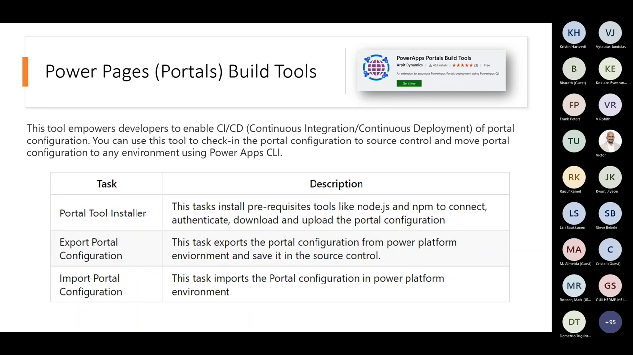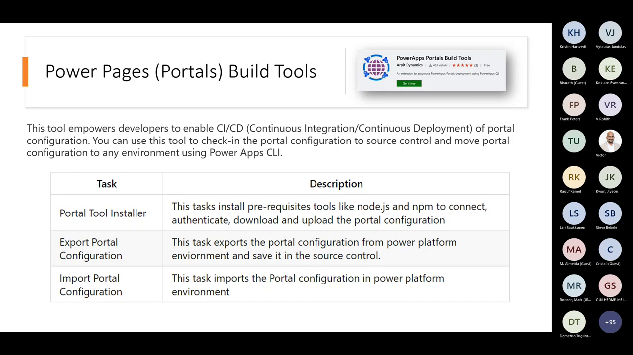The portal tool installer just installs all the prerequisites, the packages, Node.js and npm, and everything that is required to perform the Power Platform CLI commands. If you perform these Power Platform CLI commands manually on your VS Code or on your local machine, you have to download this manually. So I just made it simple for you. You don't need to download any npm, Node.js, TypeScript, and so on. You can simply add this task in your Azure DevOps CI/CD pipeline, and it will automatically install everything for you.